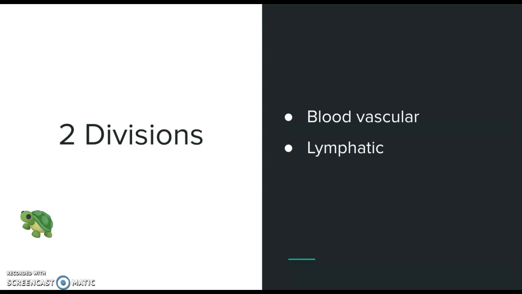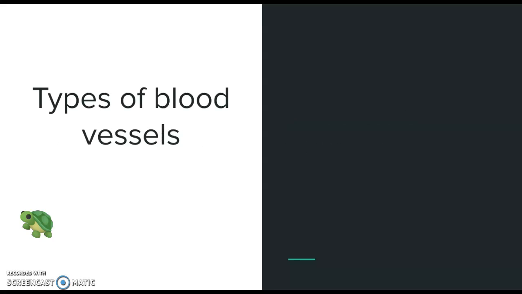We also have the lymphatic system. The lymphatic system, unfortunately, doesn't get its due because it's just very complicated and complex. And at our level right now, we don't need to go into the lymphatic system. We'll look a little bit at it in tomorrow's notes, but mainly we'll touch again on it in the beginning of 6.2. So just for now, we have two divisions and we're going to break down the blood vascular division.